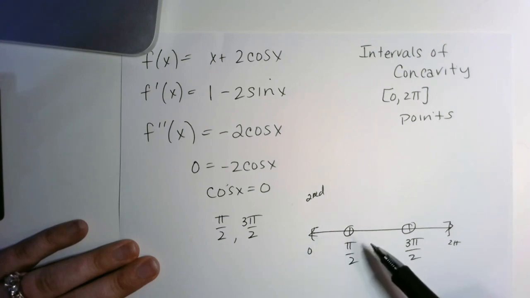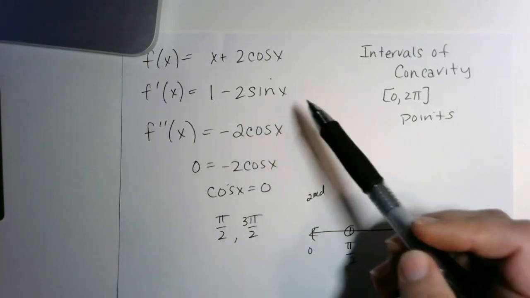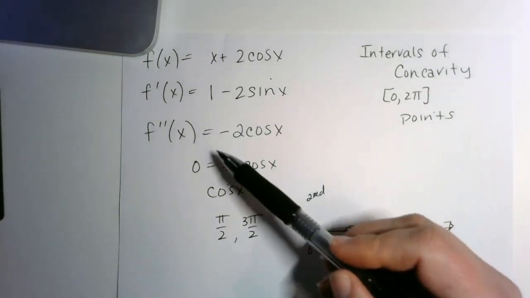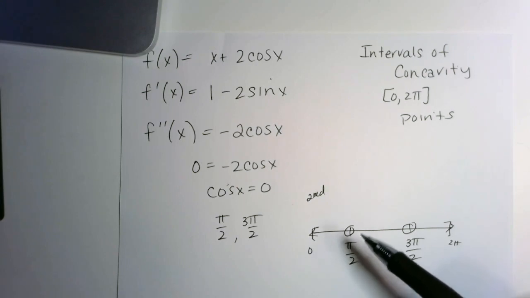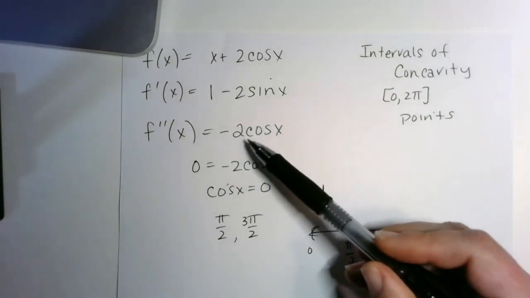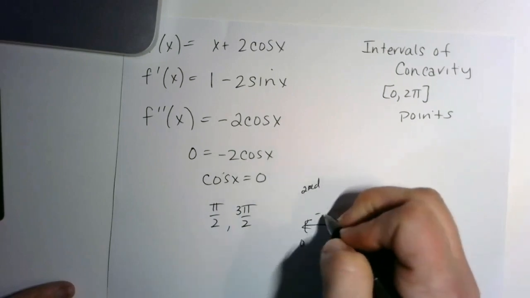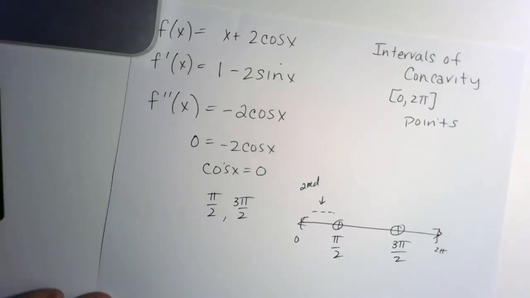And so from 0 to pi over 2, is my second derivative positive or negative? Well, I know from 0 to pi over 2 on the unit circle, my cosine is always positive. So if I have a positive value times this -2, it's going to be negative in here. So that means I'm going to have a concave down picture.